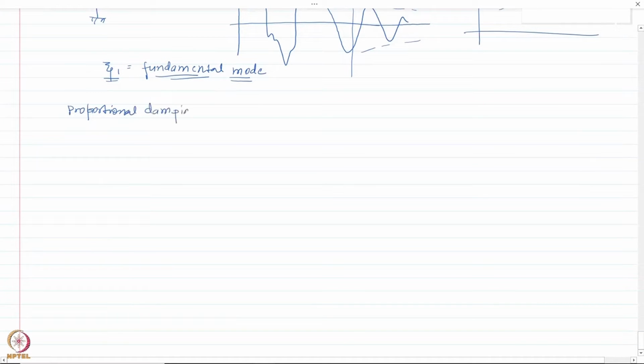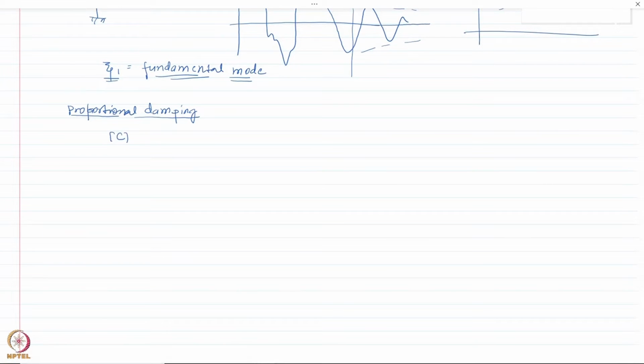Now let us see what is proportional damping. It's a mathematical way to find out the damping for several modes given the damping for one or two modes. Now, we need this damping matrix, or we need the damping ratio.